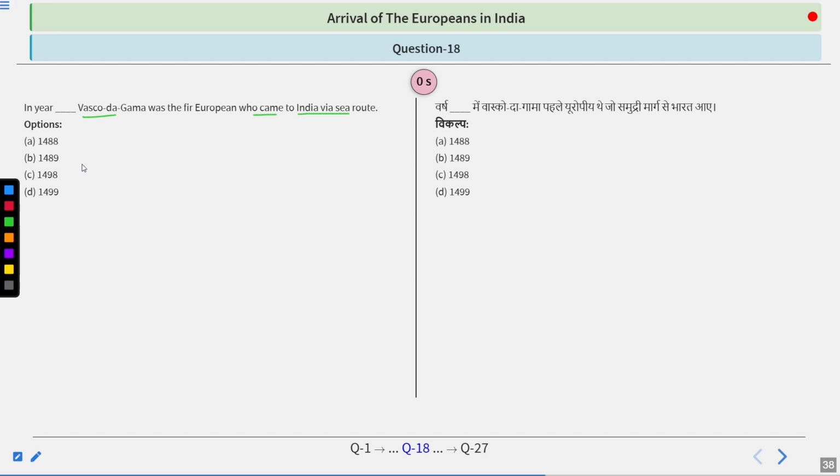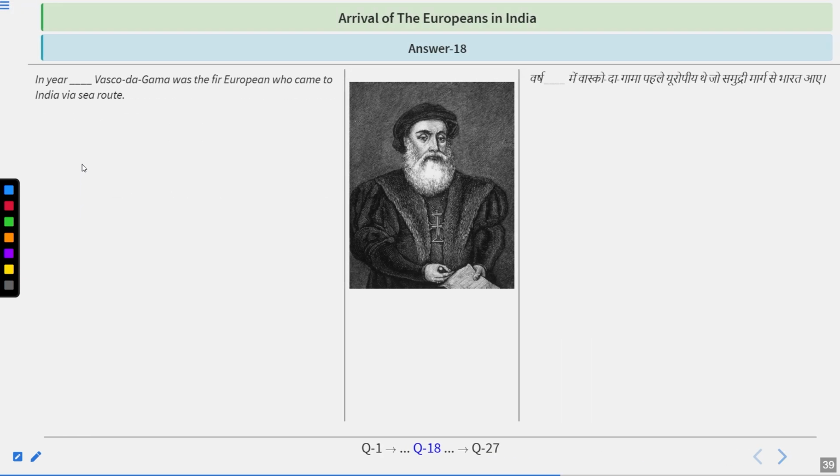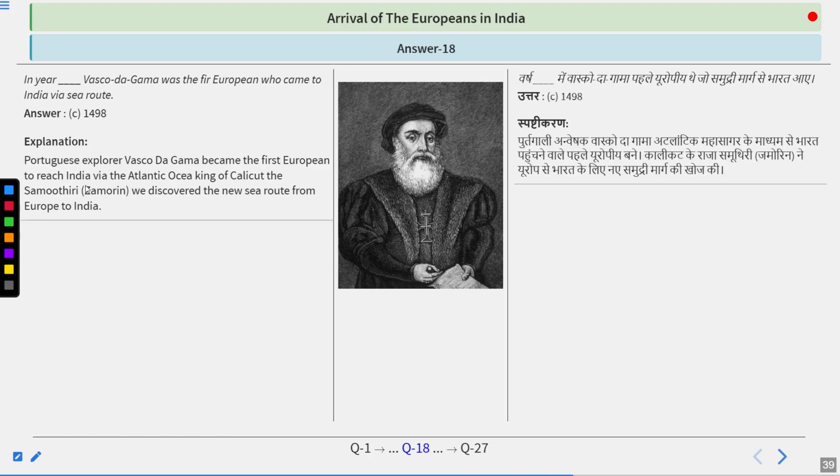And I guess the answer is quite simple. The answer is 1498. So Portuguese explorer Vasco da Gama became the first European to reach India via the Atlantic Ocean. King of Calicut, the Zamorin, discovered the new sea route from Europe to India. So remember his name, Vasco da Gama.